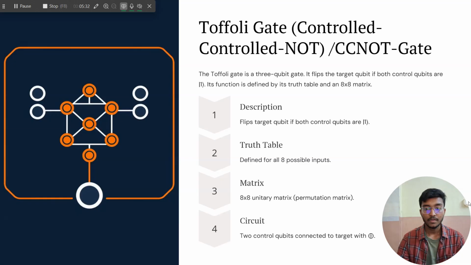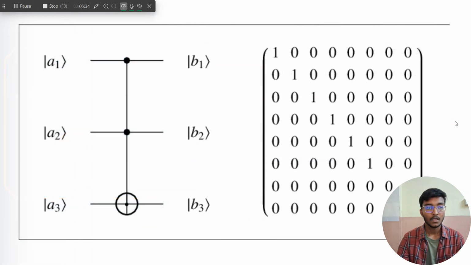So if we see right here, we can see our circuit, where we have input A1 and the output is B1, input A2 and output B2, and we have A3, which is the overall symbol of the CCNOT gate, which actually covers 2 qubit lines, because we have 2 control gates here. On the right side we can see a matrix. The matrix is the whole 8 by 8 unitary matrix of the CCNOT gate.